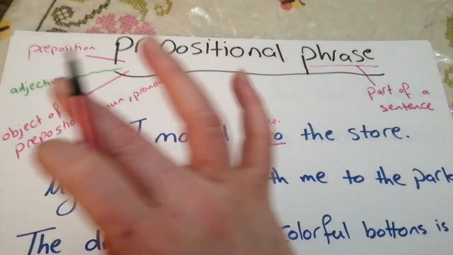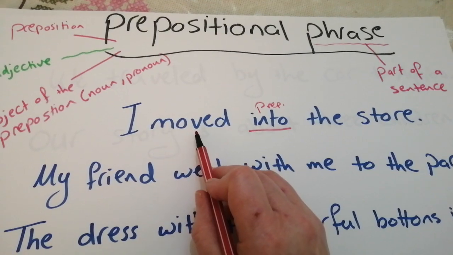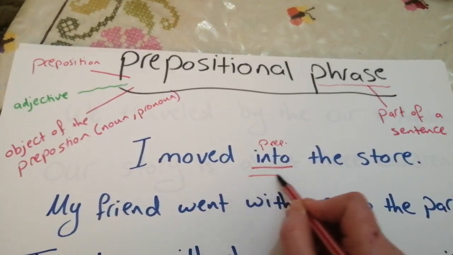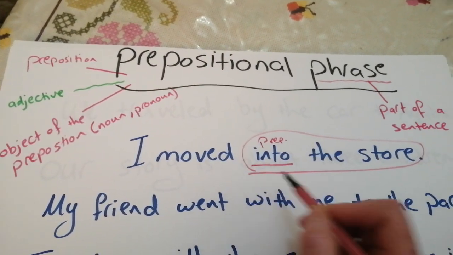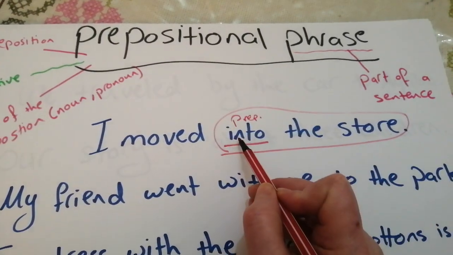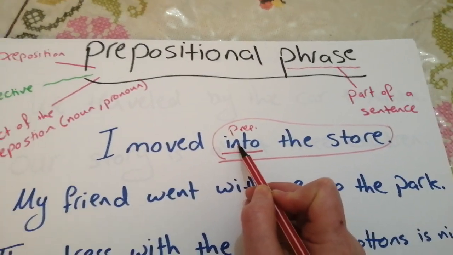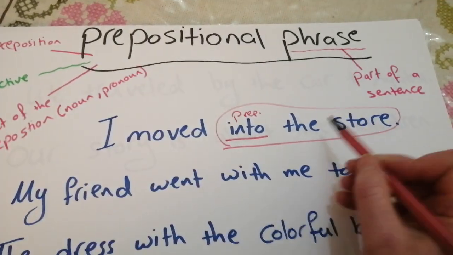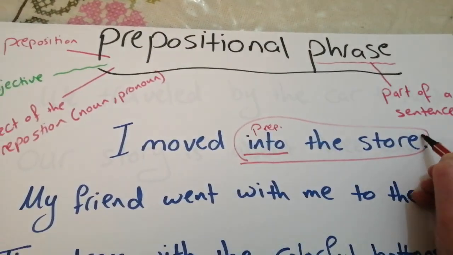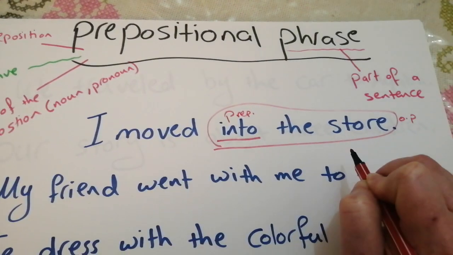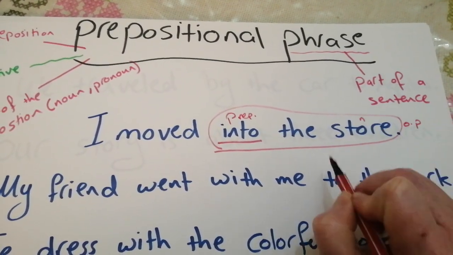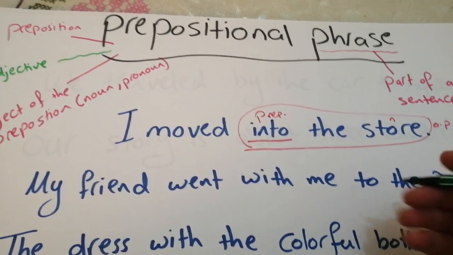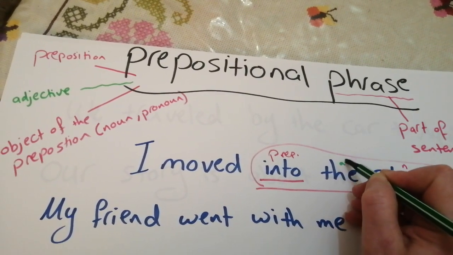Now, where is the prepositional phrase? I moved where? Into the store. All of this is a prepositional phrase. So, it starts with a preposition. It should end with a noun or a pronoun, and we call them the object of the preposition. So store here is the object of the preposition and it's a noun. And here it's what? It's an article, and you know the article is a kind of adjective.